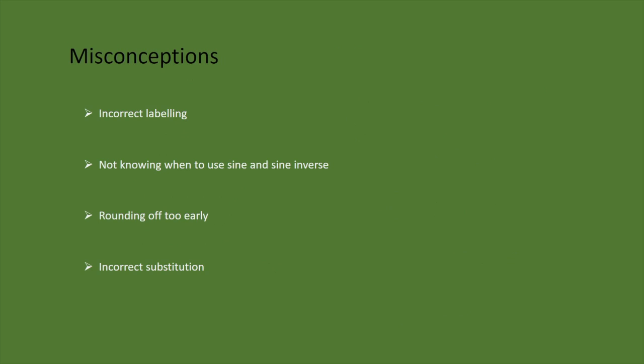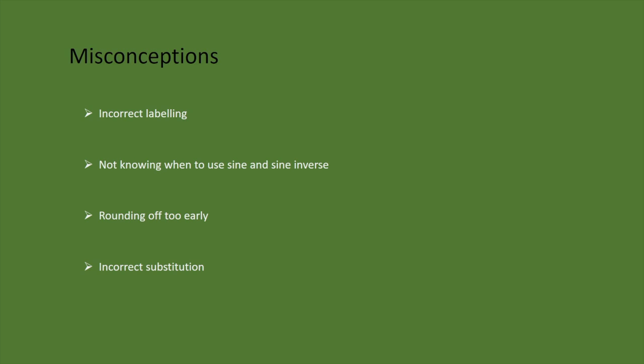Let us now see some misconceptions that students will have, where you can go wrong as students. First, students can go wrong with incorrect labeling. Like I told you, we need to mark in capital letters A, B, C and the opposite sides in lowercase letters a, b, c, and we need to substitute it accurately for us to find the answer. So students can also label it incorrectly, so the answer would also be wrong.